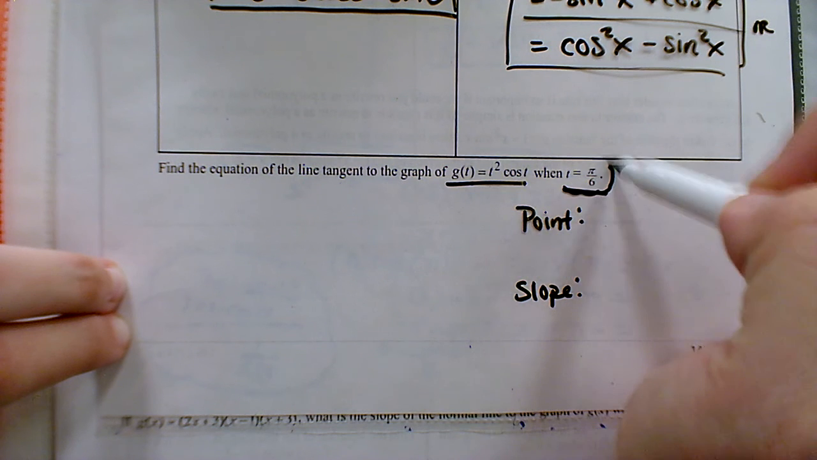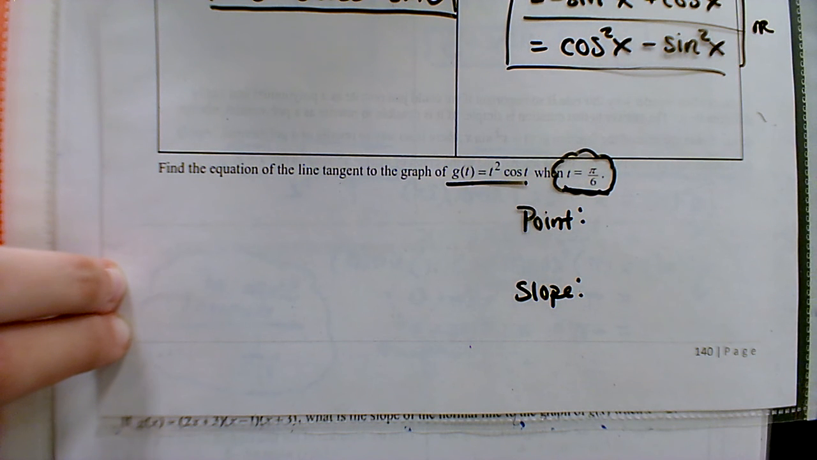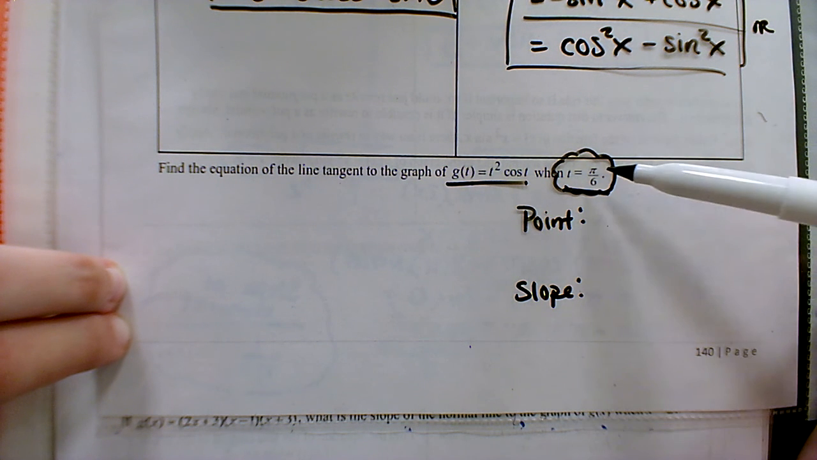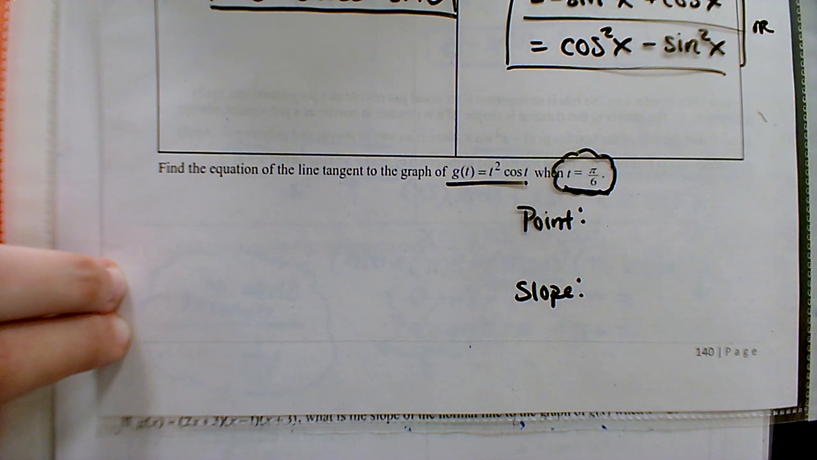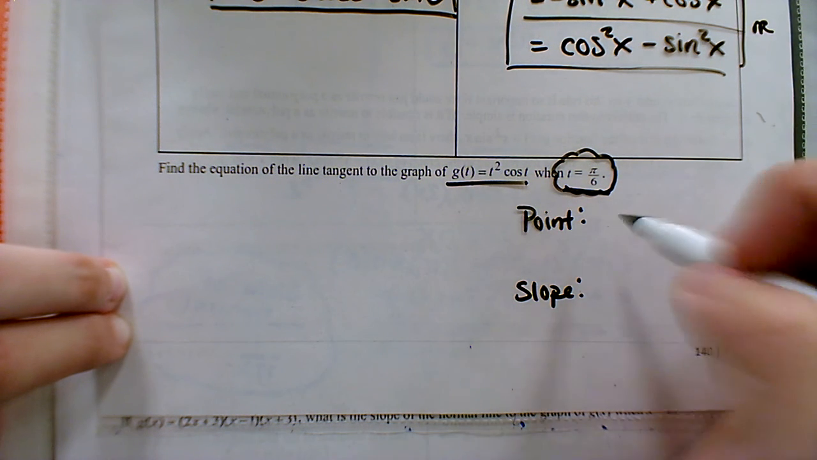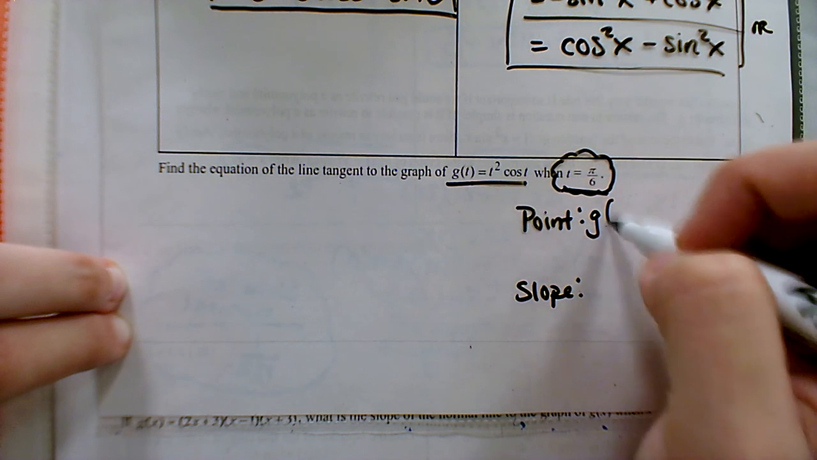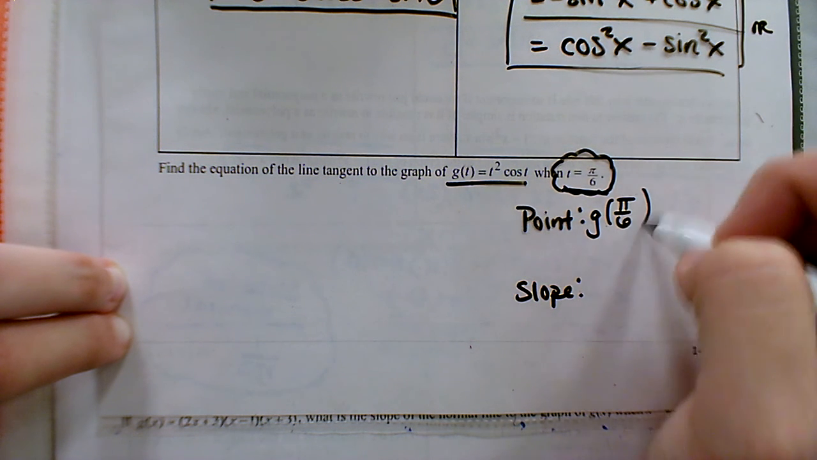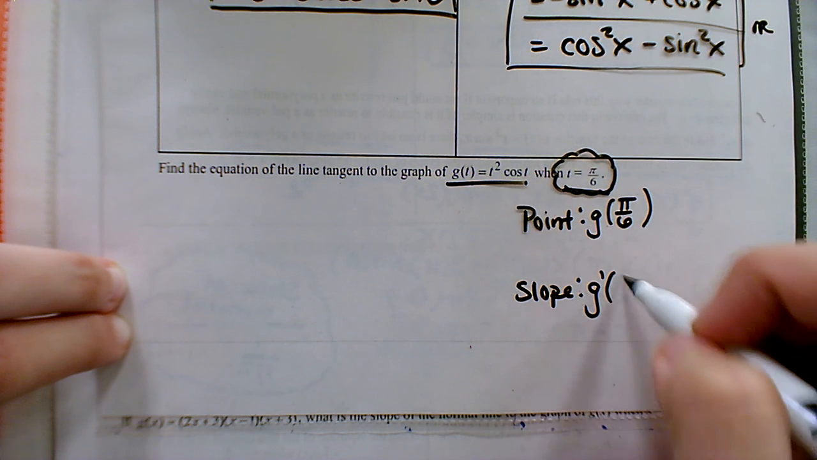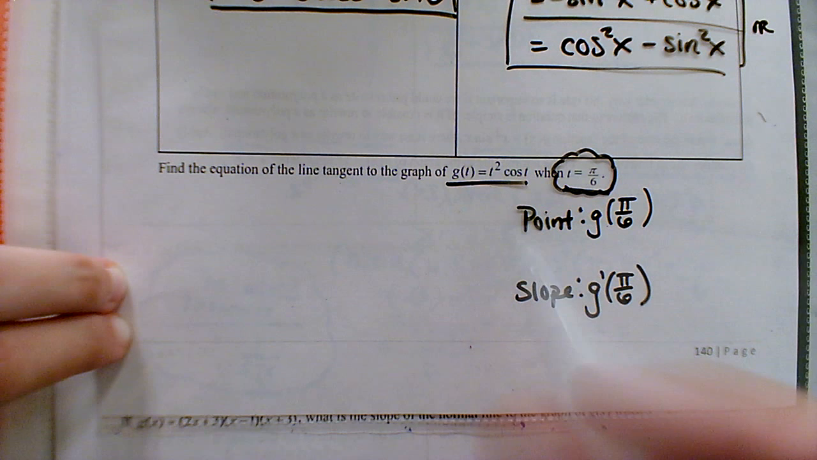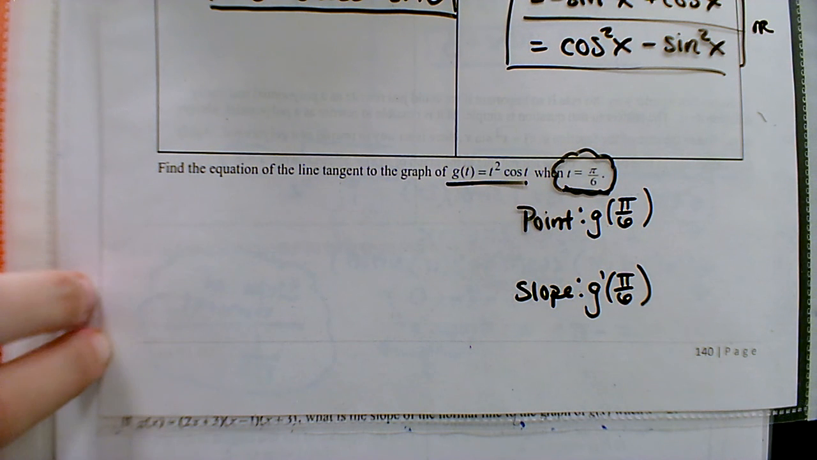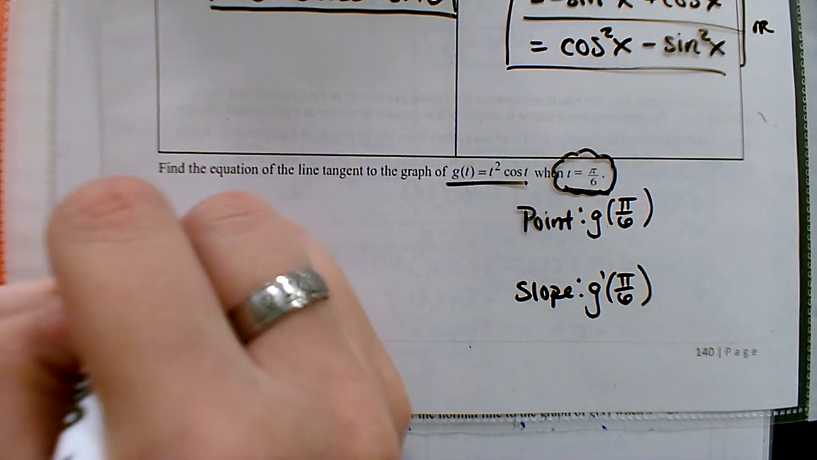Let's see, we're specifically focusing on this time or t value of pi over 6. So where can we plug in pi over 6 to get a point value? Where can we plug in pi over 6 to get a slope value? What do you think, Braden? Point plugged into the original function. Okay. And for the slope plugged into the derivative. We're going to plug it into the derivative. Okay, so we already have the original. They give that to us. Let's go ahead and try to figure out the derivative. That way we can get the slope value.